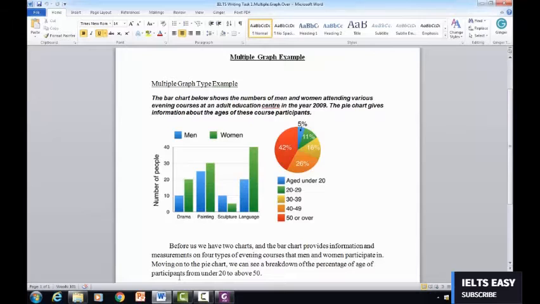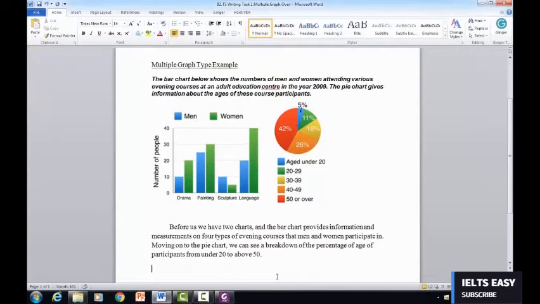When we look at the percentages, the lowest percentage is for under 20, and the highest percentage is for over 50. So we take that information, and we're going to create our sentences using that information.